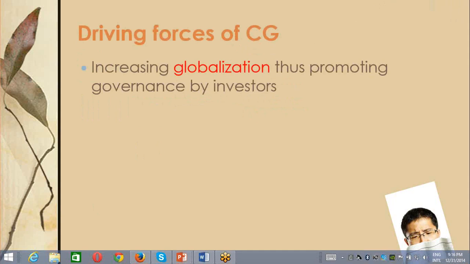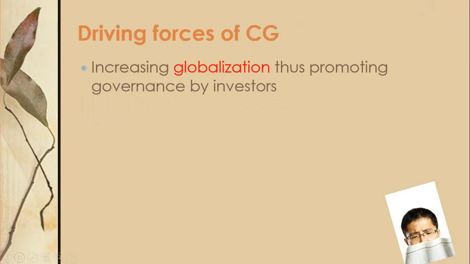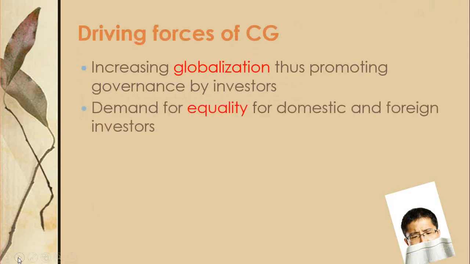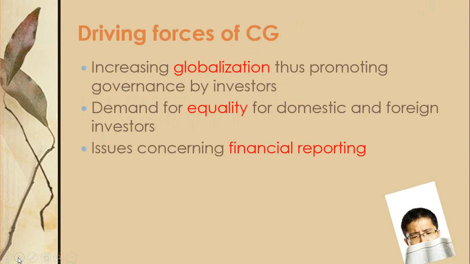Because the investors are scattered all over, they need some kind of assurance from society, and equality for domestic and foreign investors. Because in some countries there is discrimination between the domestic investor and the foreign investor. So corporate governance tries to bring some kind of equality. And also issues concerning financial reporting. We saw a lot of problems in financial reporting, in companies like Enron, WorldCom, all that.